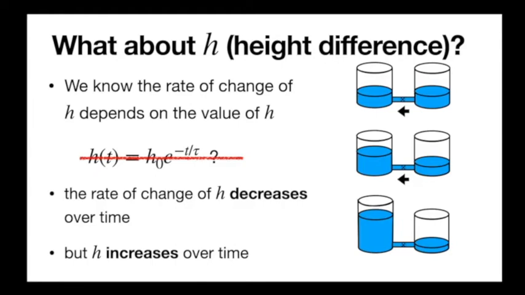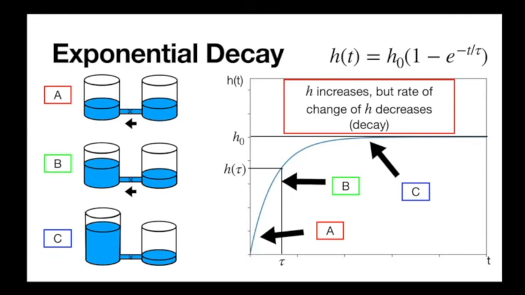You can think of the system as slowing down, asymptotically approaching equilibrium. It doesn't matter if it's approaching equilibrium from the top down or from the bottom up, but it's slowing down to a halt. So the simple swap that we're going to make for this equation, or addition, is that instead of doing h naught times e to the negative t over tau, we do h naught times 1 minus e to the negative t over tau.